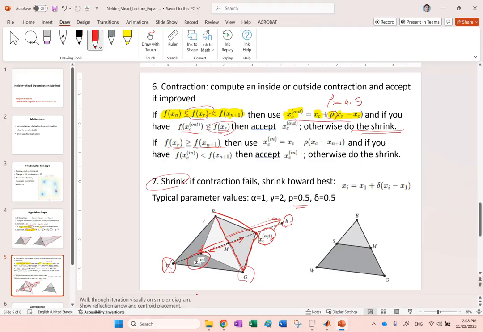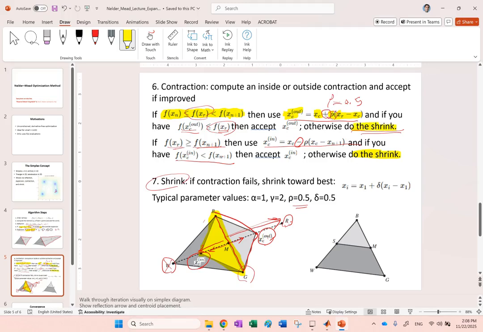And the formula for it, if you look, is very similar to the outside one, except for positive rho times that, it is negative rho times that, so it's going to be backward. So in this case, you say, hey, yeah, your reflection was horrible. Come back, look at this midpoint here, x of c in. Now, would you accept this x of c in? Again, we have to compare it against the worst one. If it's better than the worst one, yes, we accept it. And now my triangle is going to be this one here. But if it's not, then I go for shrink again, right?